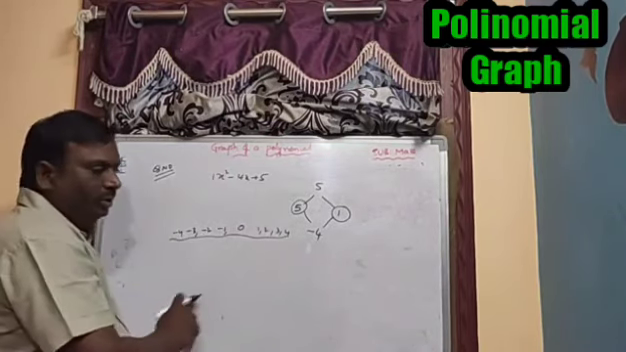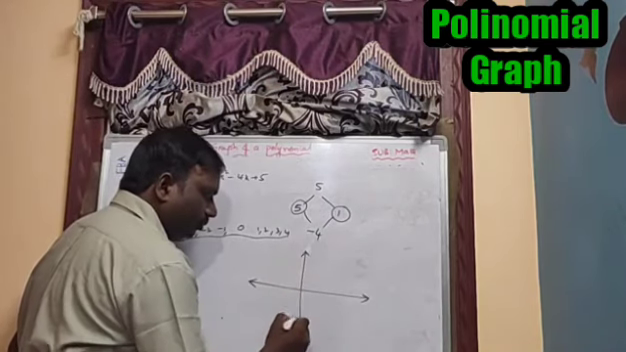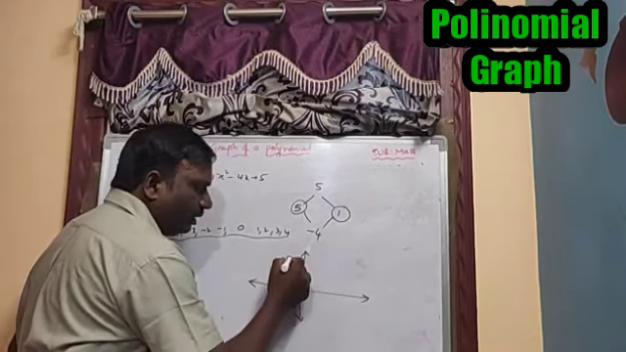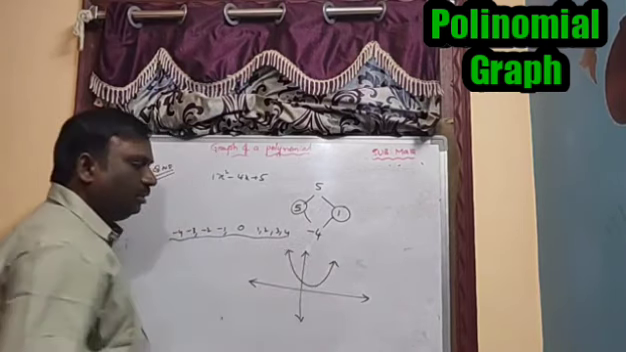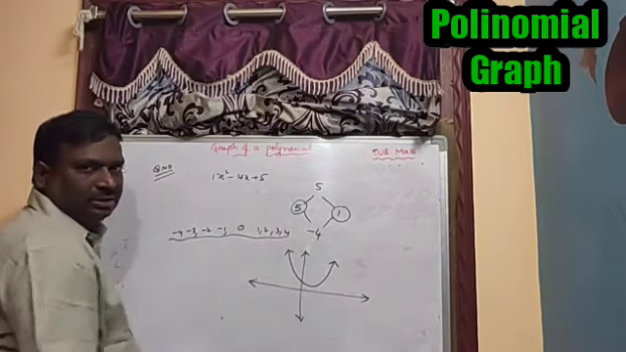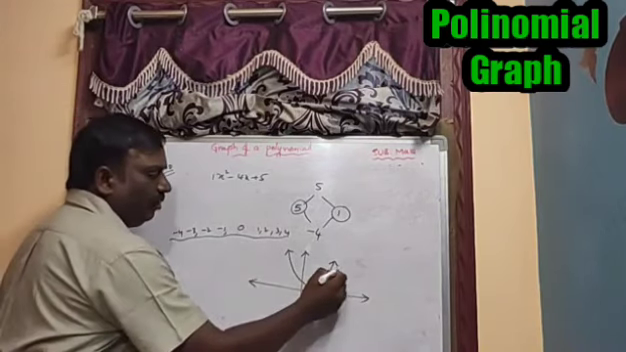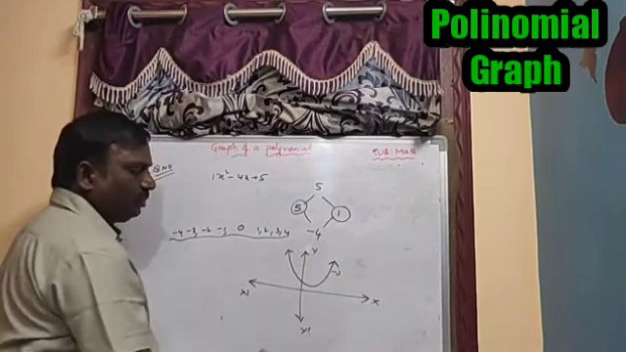Draw the graph. The graph will look like this. It will never touch the x-axis, but it touches the y-axis. It touches the y-axis, but it will never touch the x-axis. And the name of the polynomial you can write here, x dash, y dash.